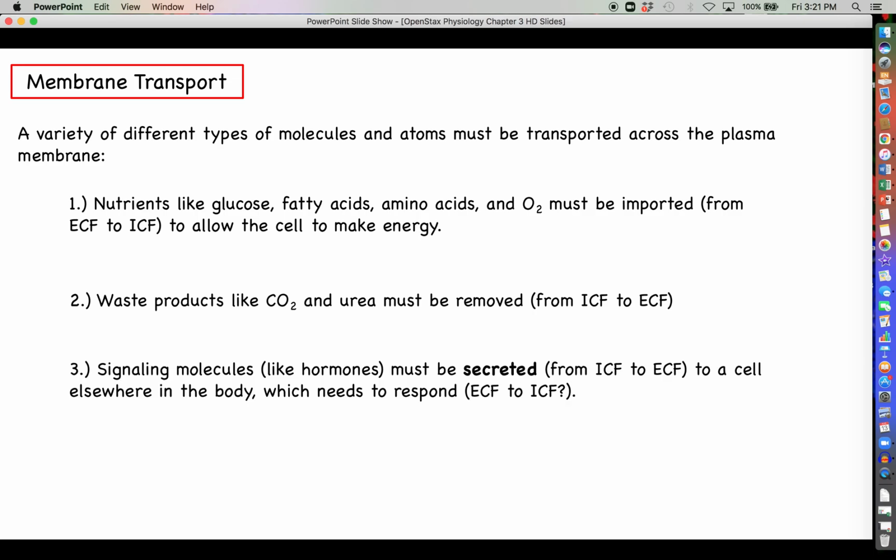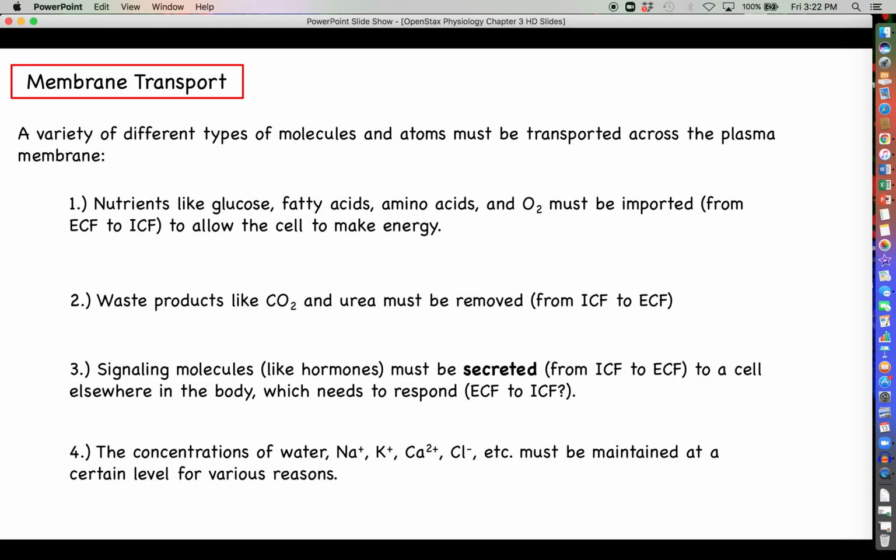of the body. Signaling molecules like hormones, which we just talked about, have to be made inside of a particular endocrine gland, inside the cells of that gland, and then secreted, meaning it is exported from the intracellular fluid to the extracellular fluid. And then that hormone needs to travel through the bloodstream and then get to a particular cell in the body that it is signaling to. And depending on what kind of hormone it is, that hormone may need then to go inside of that cell.